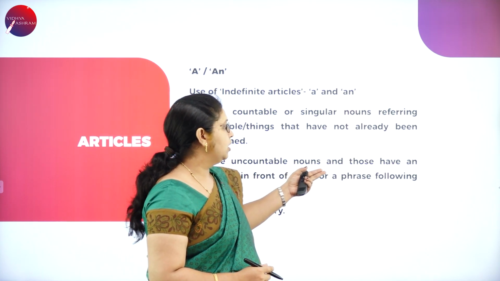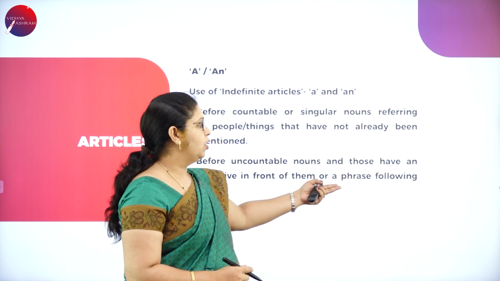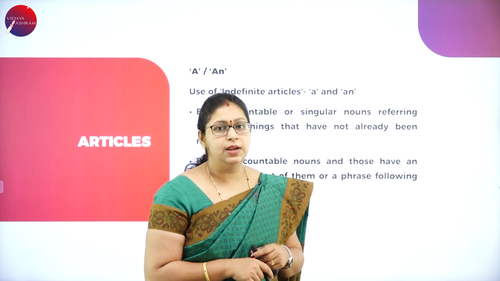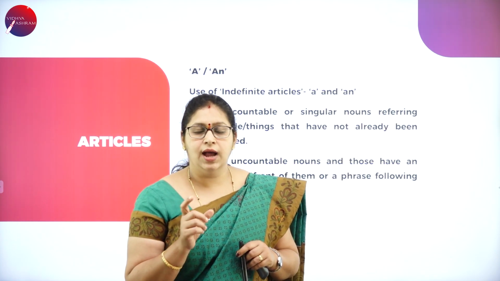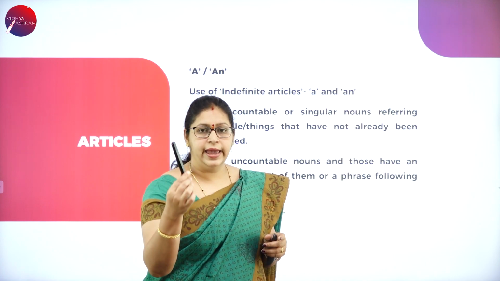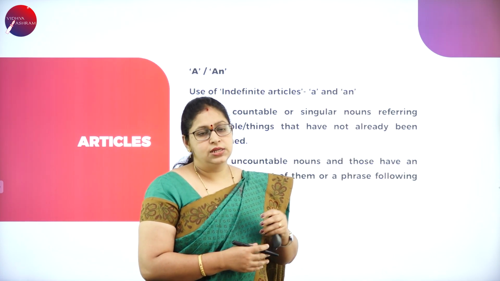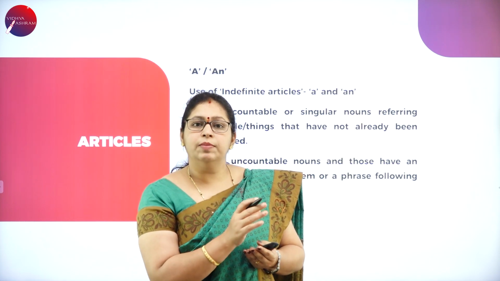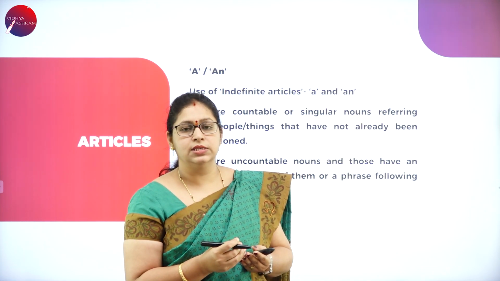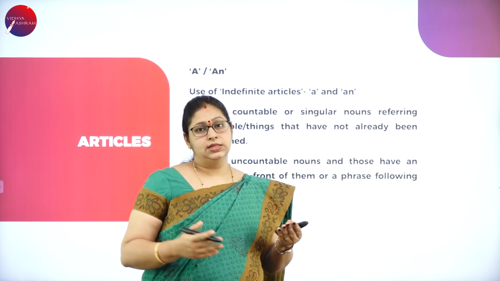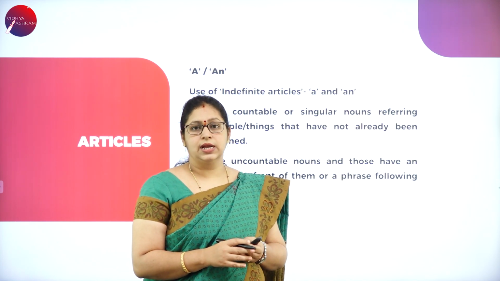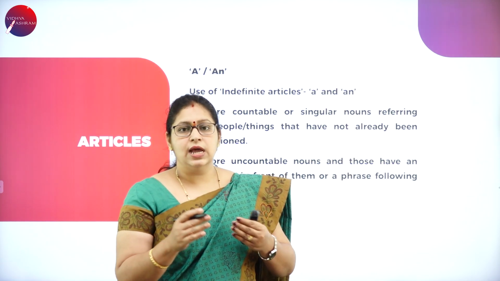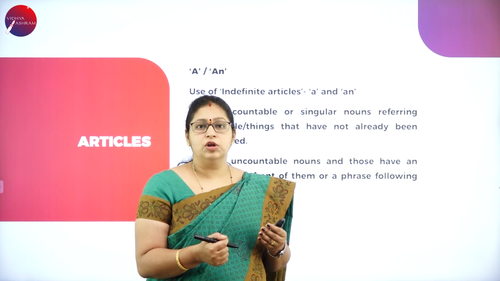Before uncountable nouns that have an adjective in front of them or a phrase following them. So you must know countable nouns and uncountable nouns. Nouns which can be counted are known as countable nouns. Like, I have a pen, there are the chairs, these are four desks. Here we use numbers, they are countable ones which we can count with numbers. Some cannot be counted, like the stars in the sky. Nobody can count the stars in the sky, and the sugar crystals cannot be counted. These are called uncountable nouns, which cannot be counted.